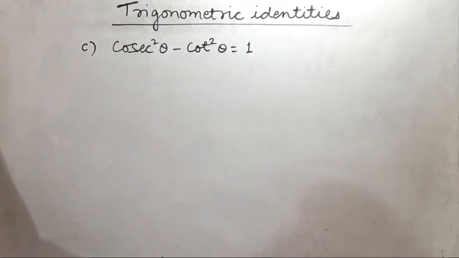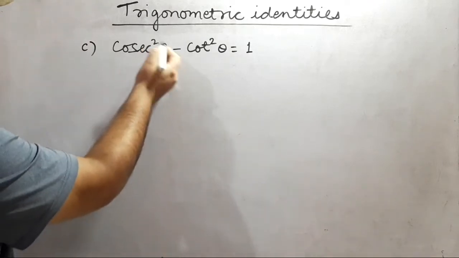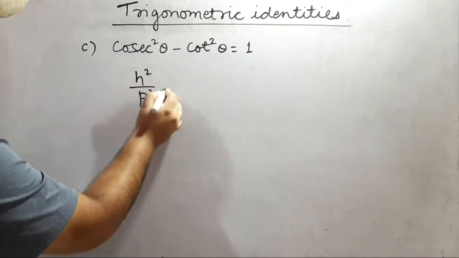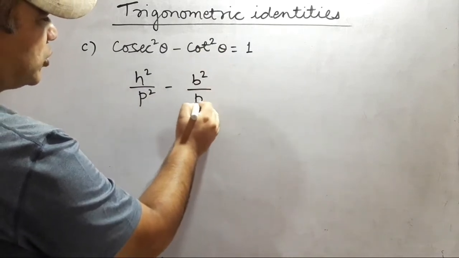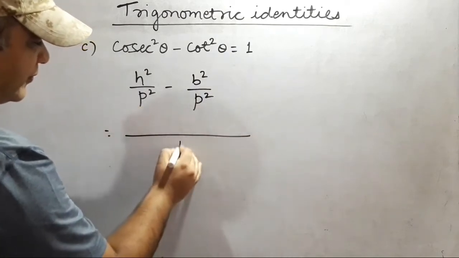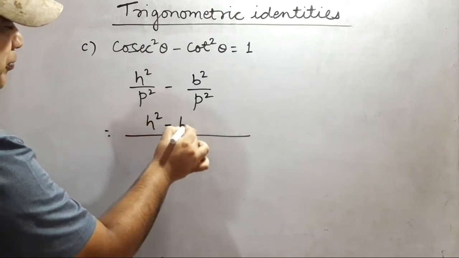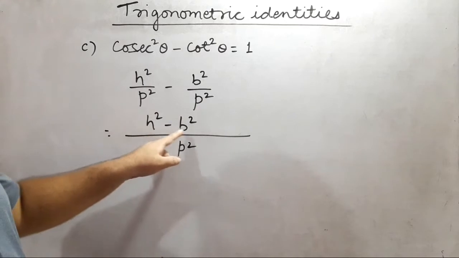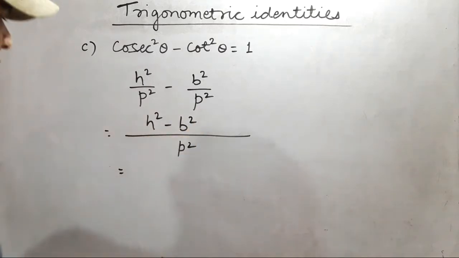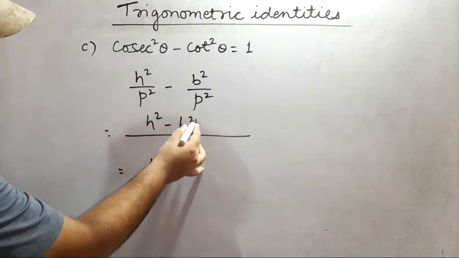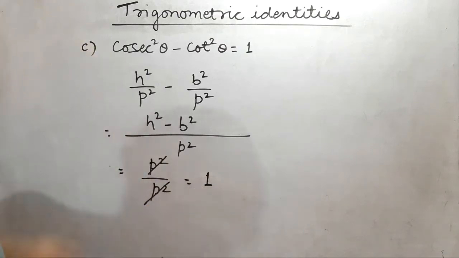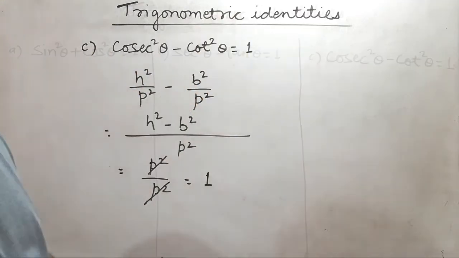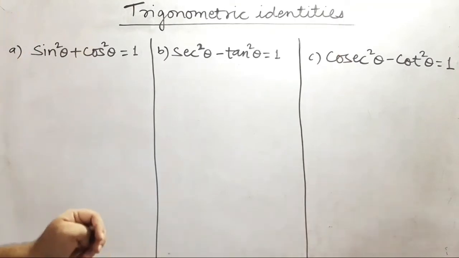The third relation, cosec square theta minus cot square theta equal to 1. As we know, the ratio of cosec theta is h by p. So cosec square theta can be written as h square by p square, minus. The ratio of cot theta is b by p. So I can write down cot square theta equal to b square by p square. So p square and p square are common. We can write h square minus b square in the numerator. So h square minus b square, according to the Pythagorean relation, becomes p square. P square equal to h square minus b square. So p square by p square, they both get cancelled and result in 1. So cosec square theta minus cot square theta will be equal to 1.